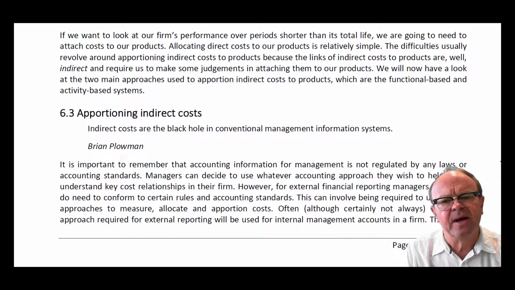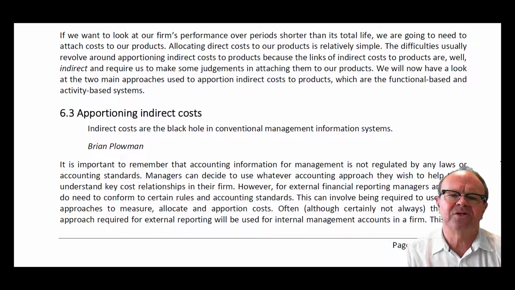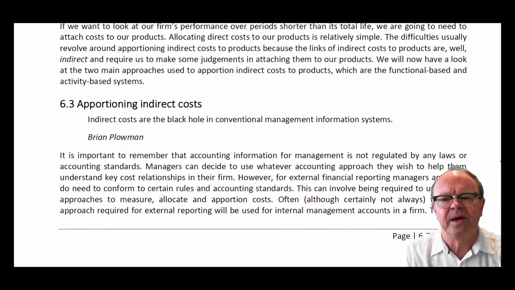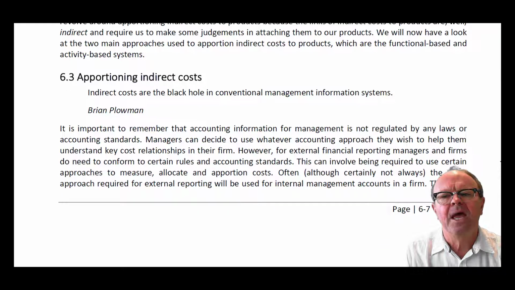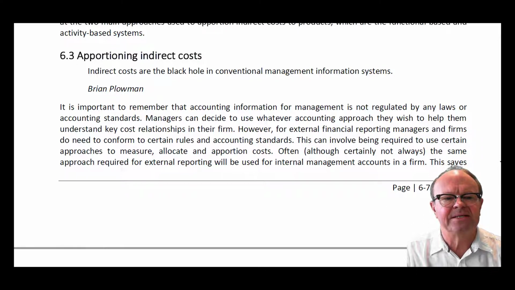Allocating direct costs to our products is relatively simple. The difficulties usually revolve around apportioning indirect costs to products because the links of indirect costs to products are, well, indirect and require us to make some judgments in attaching them to our products. We will now have a look at the two main approaches used to apportion indirect costs to products, which are the functional-based and activity-based systems.